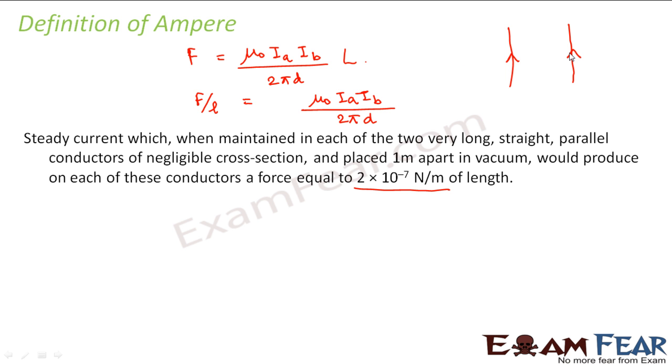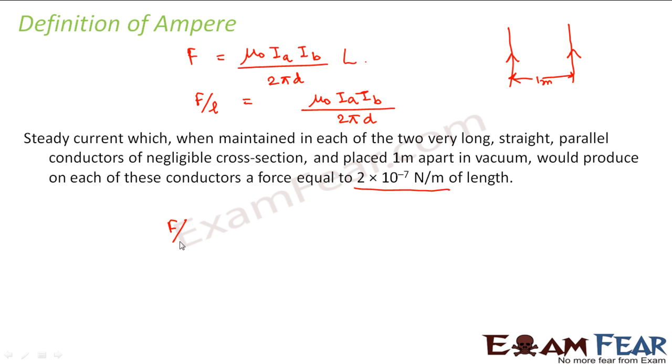He said that 1 ampere is that amount of current which if you maintain in two conductors which are long and have negligible cross-sectional area such that they are placed 1 meter apart in vacuum, each of these conductors will experience a force which is equal to 2 into 10 to the power minus 7 Newton per meter. So how did he get this?